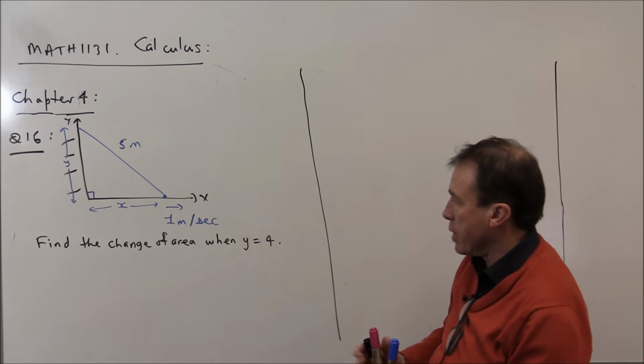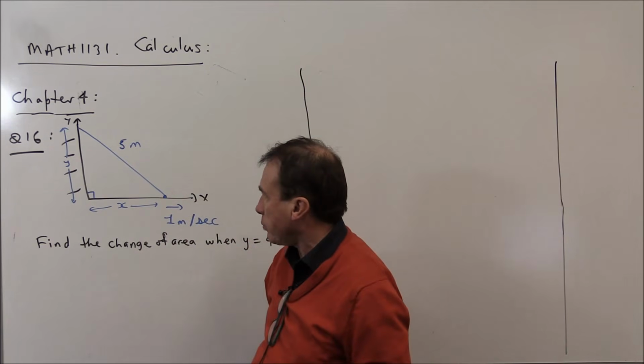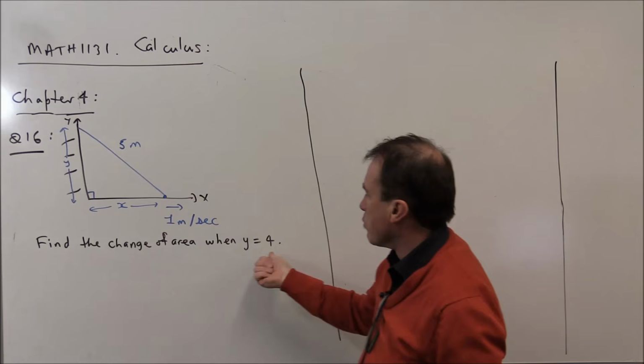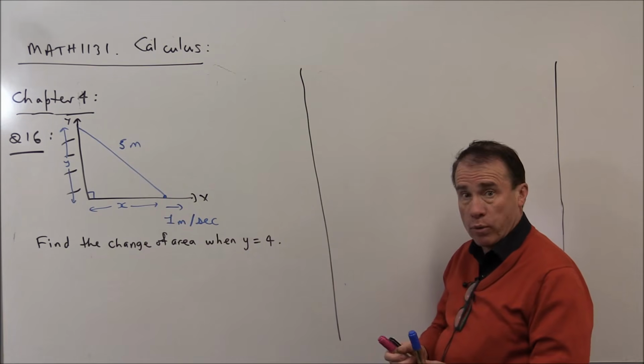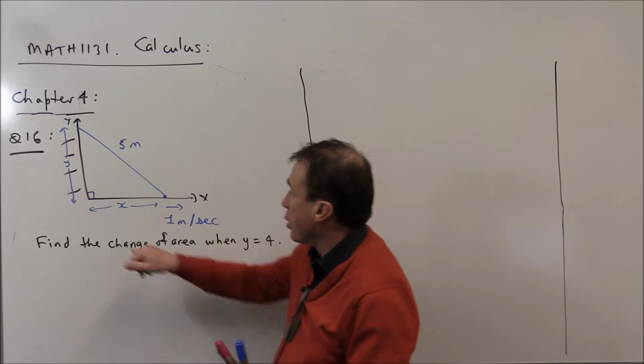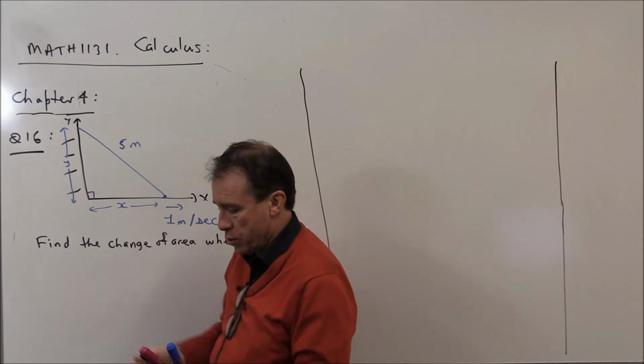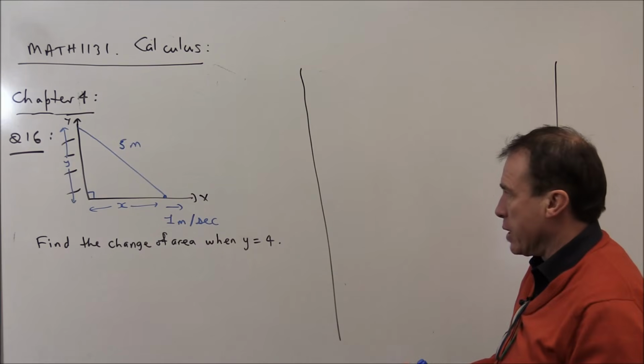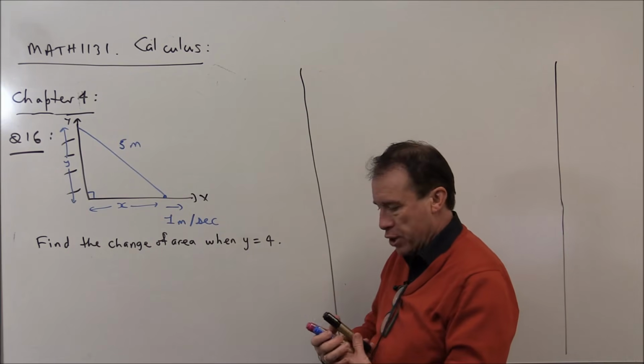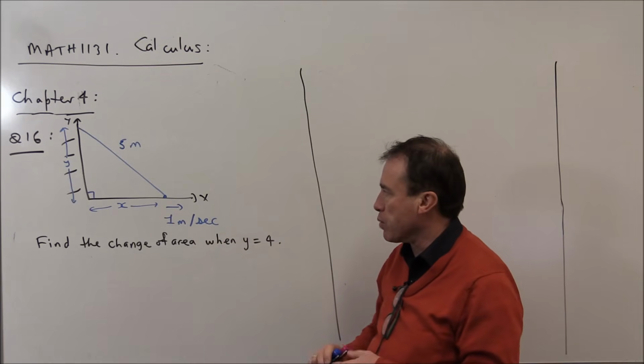And so you see what I've done, I've put some axes in. I can restate it as: find the change of area when y is 4. And I'm going to call that distance along the x-axis x and up the y-axis y. So I need to now try and capture all the information in the problem here.